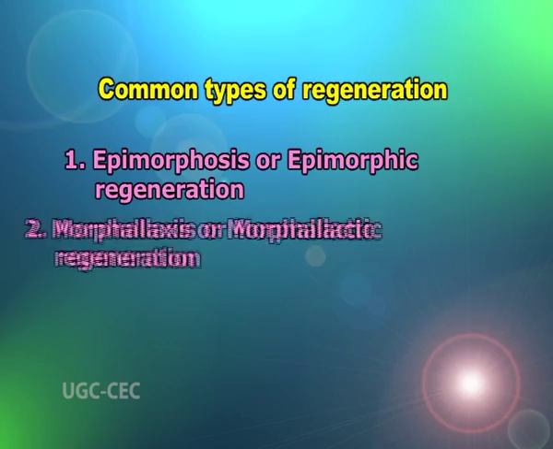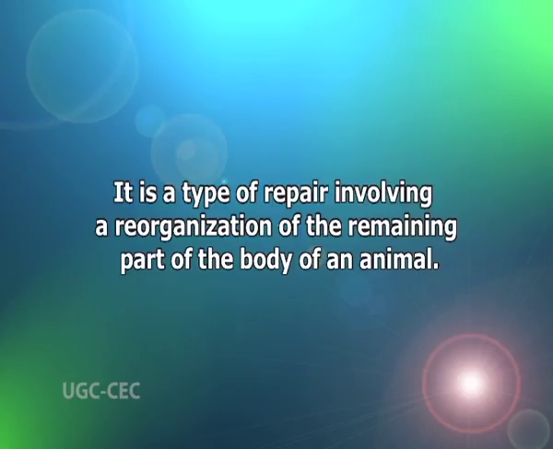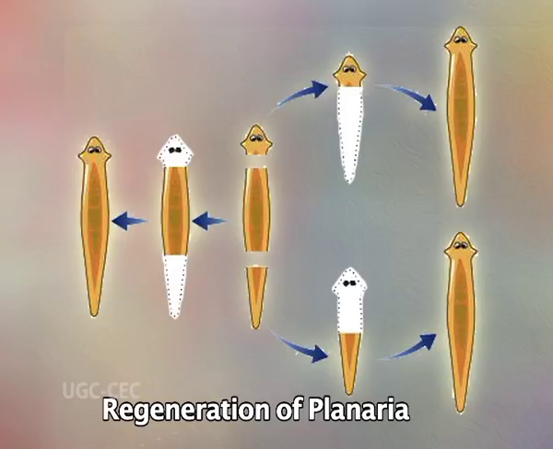And number 2, morphallaxis or morphallactic regeneration. It is a type of repair involving a reorganization of the remaining part of the body of an animal, as for example, regeneration of new individuals from body pieces of hydra, planaria, etc.